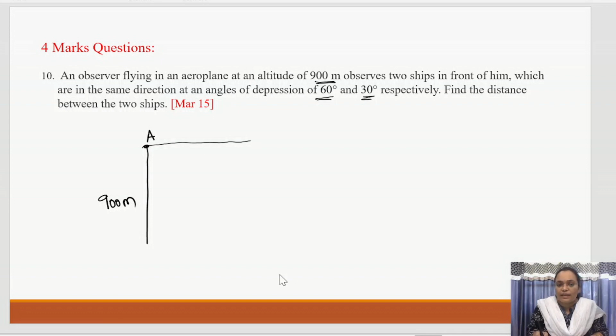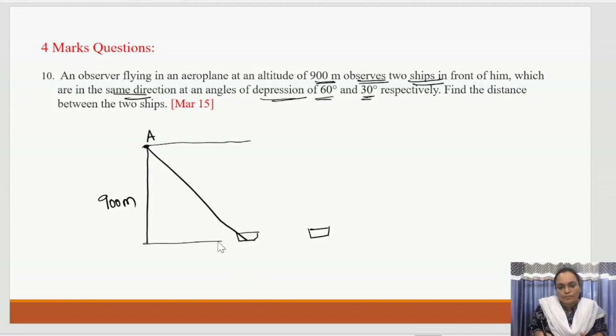Observer flying in an aeroplane at an altitude of 900 meters. He observes two ships in front of him, which are in the same direction at an angle of depression 60 and 30 respectively. So, from here he sees these two ships. One is at an angle of 60. This is at an angle of 60. If this is at an angle of 60, even this will be 60 degrees.